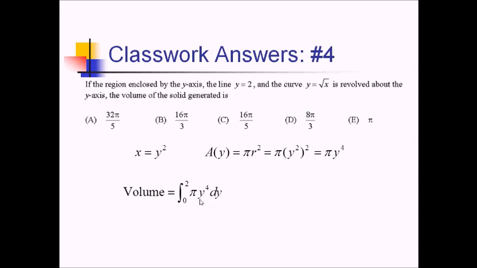Now I'm going to take my antiderivative. This bumps up to an exponent of 5. So that's pi over 5 y to the 5th, evaluated from 0 to 2. So that's all this stuff with 2 plugged in. And I'll take a pi over 5 out of here now. So we'll have 2 to the 5th inside, minus 0 to the 5th. 0 to the 5th is obviously just 0. So we have pi over 5 times 32, which is 32 pi over 5. And that gives us answer choice A.